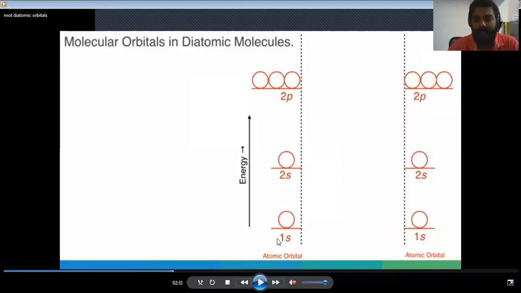Atomic orbitals 1s, 2s, 2p. These are in increasing energy levels. Higher energy level means 1s, 2s, 3s; more energy: 2p is greater than 2s, which is greater than 1s. Going downwards means lower energy, more stable. Going upwards means more energy, less stable.